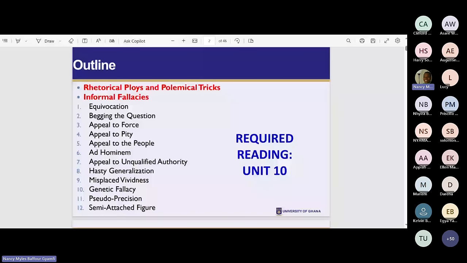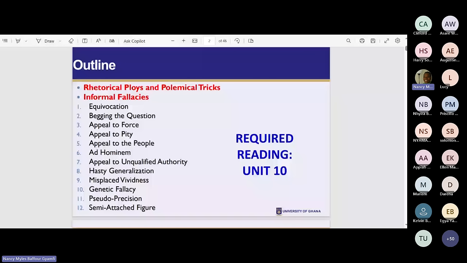Because you will now be focusing on Unit 6, 7, 9, 10 only for your final exam. So the questions will all come from there. And that's the final exam. It's not an interim assessment. You see that? Okay. So you know formal fallacy.